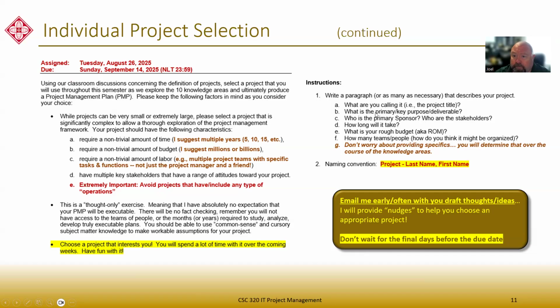I want you to write a paragraph. Tell me what the title is. What's the primary key deliverable? Who's the primary sponsor? Who are stakeholders? How long will it take? Roughly. What's your rough budget? How many billions of dollars is it going to be? What type of skill sets are you going to need to work your project, right? So all of these things here will help me help you pick a project that'll be fun and effective in its use of hitting all of the project management framework. Okay. No specifics. Okay, good.